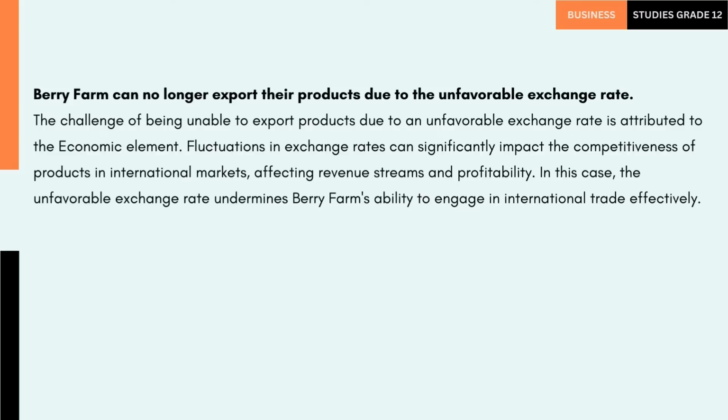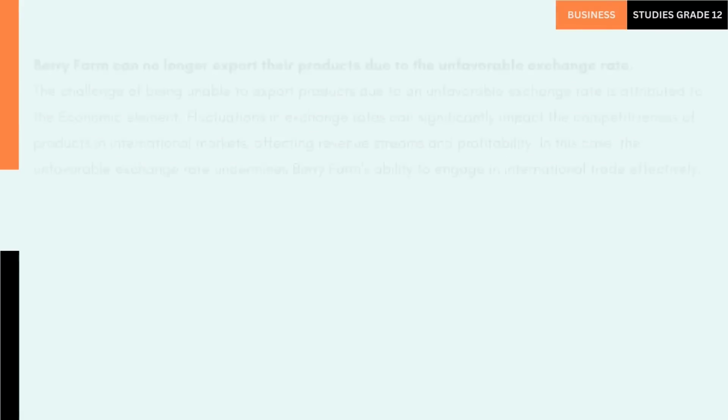3. Berry Farm can no longer export their products due to the unfavorable exchange rate. The challenge of being unable to export products due to an unfavorable exchange rate is attributed to the economic element. Fluctuations in exchange rates can significantly impact the competitiveness of products in international markets, affecting revenue streams and profitability. In this case, the unfavorable exchange rate undermines Berry Farm's ability to engage in international trade effectively.